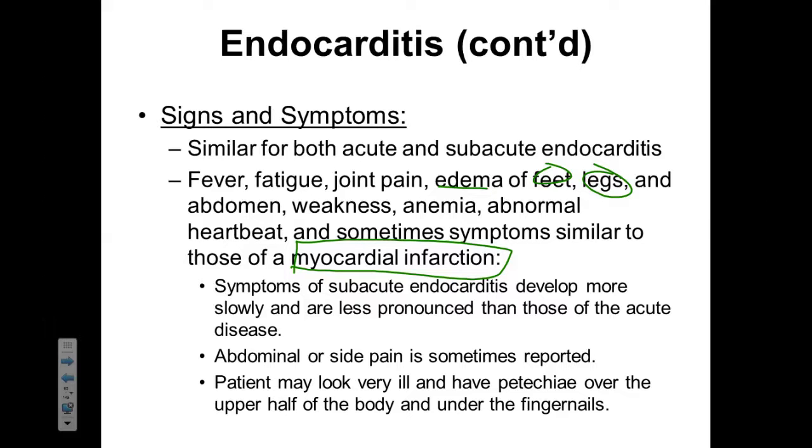If we look at subacute endocarditis in particular, the symptoms develop very slowly and are not quite as pronounced. With acute endocarditis, the symptoms have a more rapid onset and are much more pronounced. Abdominal or side pain is occasionally reported, and the patient, generally speaking, is going to look pretty ill. If their heart isn't functioning properly, everything else in the body is not going to function as properly because everything else won't get appropriate oxygen and nutrients. There occasionally will be petechiae over the upper half of the body and underneath the fingernails as well.